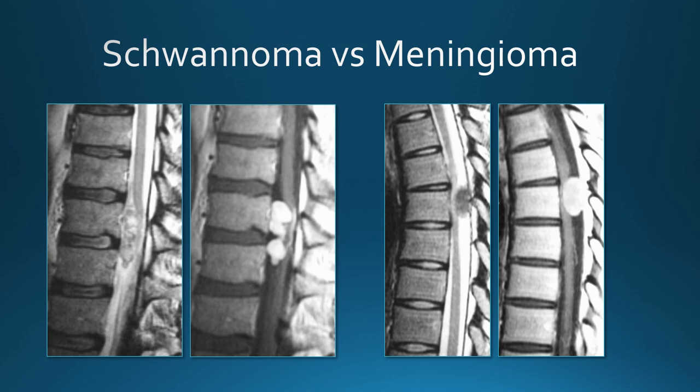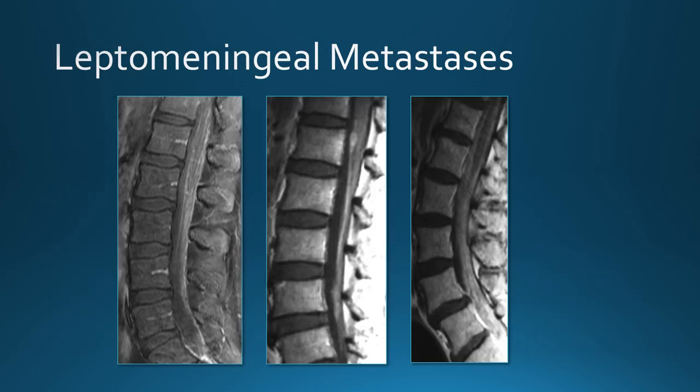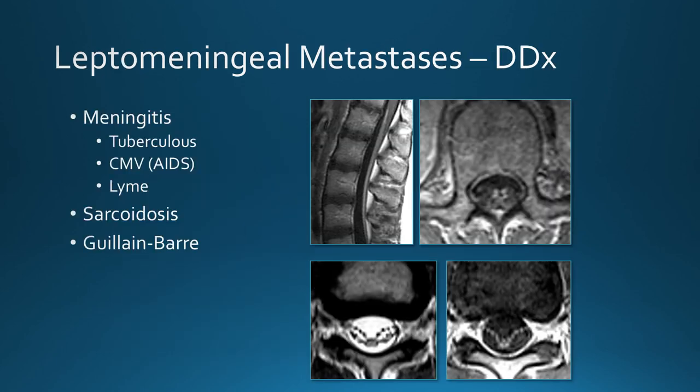Schwannoma versus meningioma. The schwannomas often have a lobulated appearance, typically T2 bright with some dark components more centrally. Meningiomas tend to be more homogeneous lesions in the thoracic spine, usually posterior. Three different appearances of leptomeningeal metastases: fine enhancement along the nerve roots and spinal cord, nodular enhancing lesions, and diffuse enhancement of the subarachnoid space. Differential for leptomeningeal metastases, meningitis. Top patient has Lyme disease, sarcoid, and Guillain-Barré.